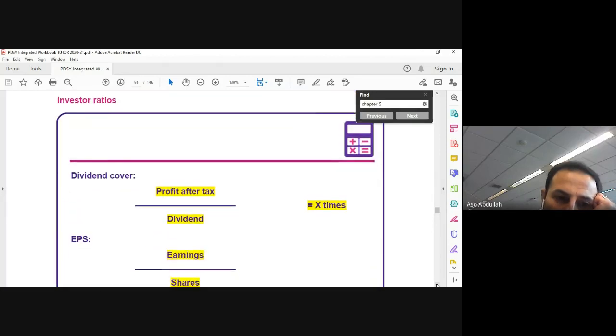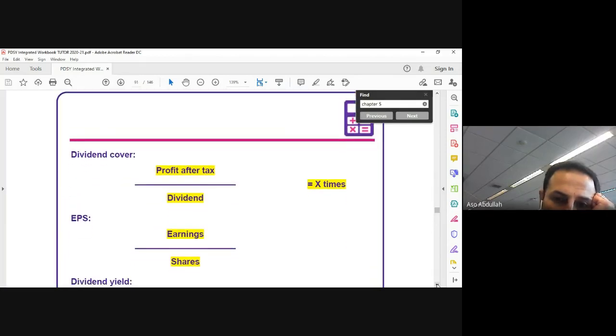Dividend cover. What is dividend? Have you ever heard about dividend? It means if you invest in a company, in return the company will give you a proportion of the profit, if they make a profit. That proportion of the profit you are entitled to, we call dividend. Usually after tax, after everything, whatever is left, you divide between shareholders. We call it dividend.